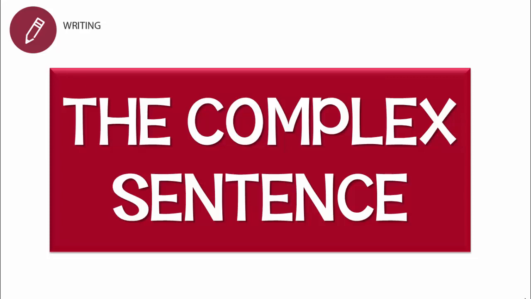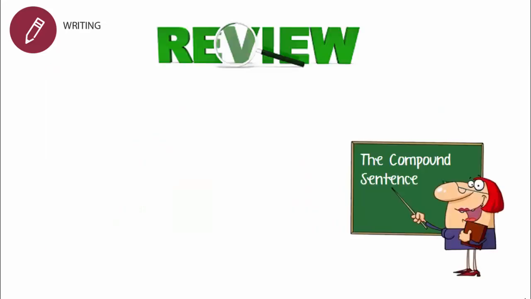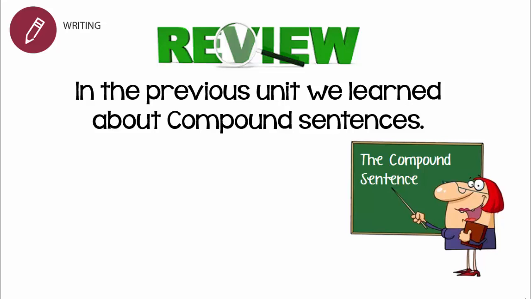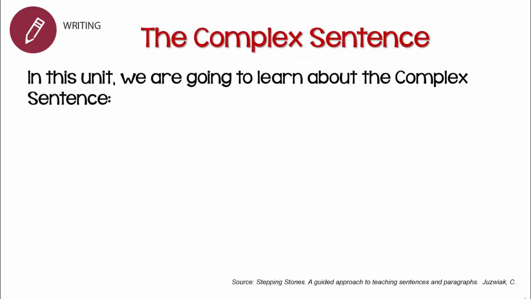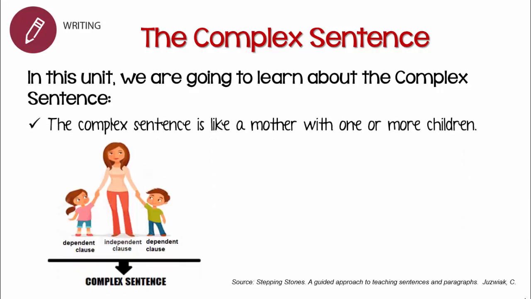The complex sentence. Review. In the previous unit, we learned about compound sentences. A compound sentence is two simple sentences joined by a coordinating conjunction. In this unit, we're going to learn about the complex sentence. The complex sentence is like a mother with one or more children.